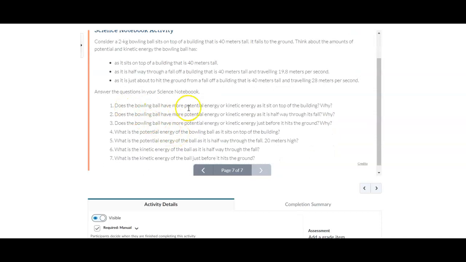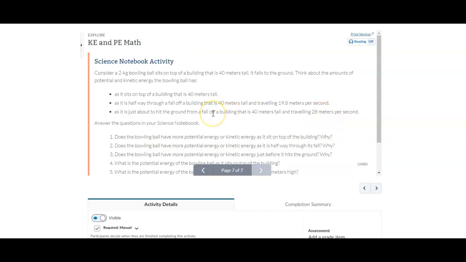So does the bowling ball have more potential energy or kinetic as it's sitting on top of the building? Okay, so here we know that it's got more potential energy because it has height. So remember, if it's sitting, it's not moving, it has no kinetic energy. So number 2, does the bowling ball have more potential or kinetic energy halfway through its fall, and why? So we would have to calculate that.